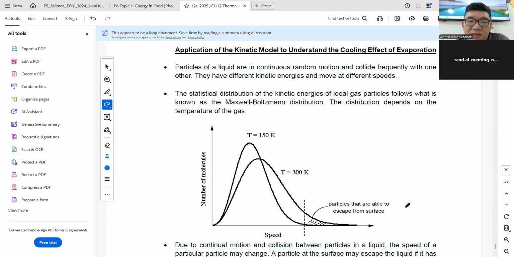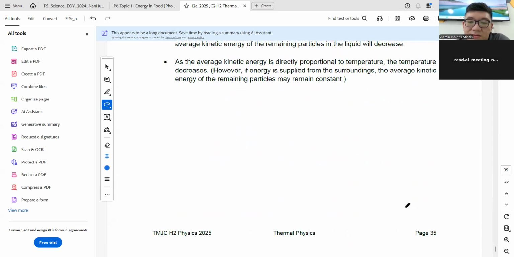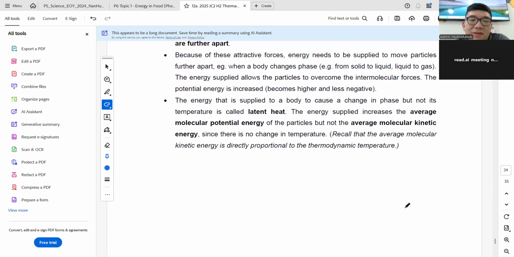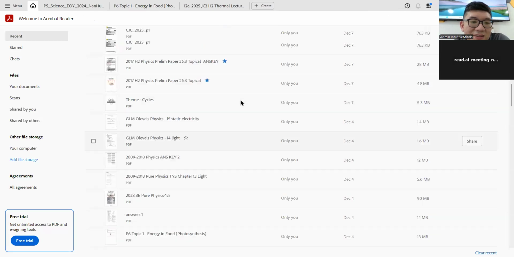The rest you can read. Not necessary to know, but just read. Okay. So what is next?